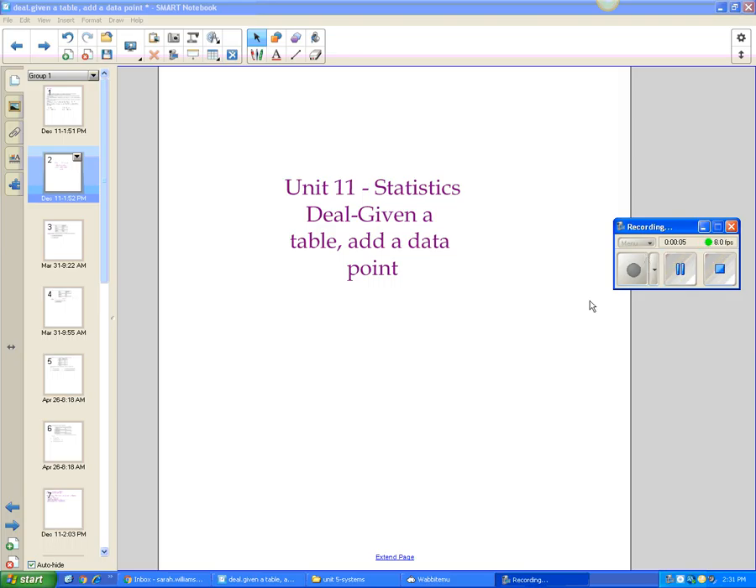All right, this lesson is on what happens to the measures of central tendency, like the mean, median, mode, etc., if you're given a table and then you're given another data point. Okay, so let's do an example and it'll make a little more sense.